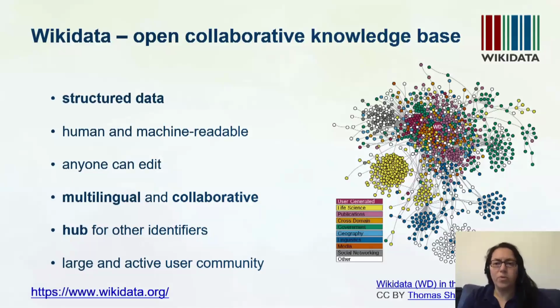Even though most of you might be familiar with Wikidata already, I would like to give a quick overview. Wikidata is an open and community-curated knowledge base containing structured data in a human and machine-readable format. It can be edited by anyone. It is multilingual and a collaborative tool with a large, very active user community that curates the data. Wikidata also serves as a hub for other identifiers, for example, identifiers from specialist databases in the field of biology to identifiers of national libraries and many more.